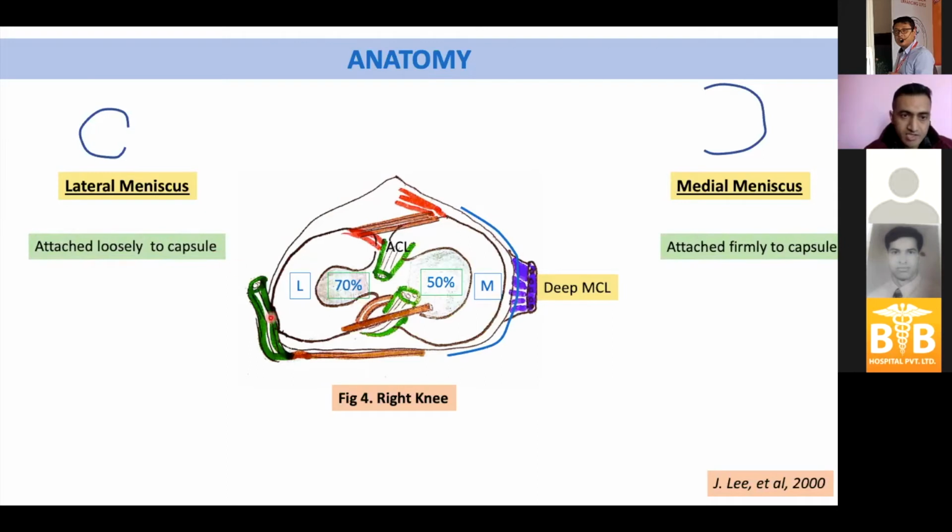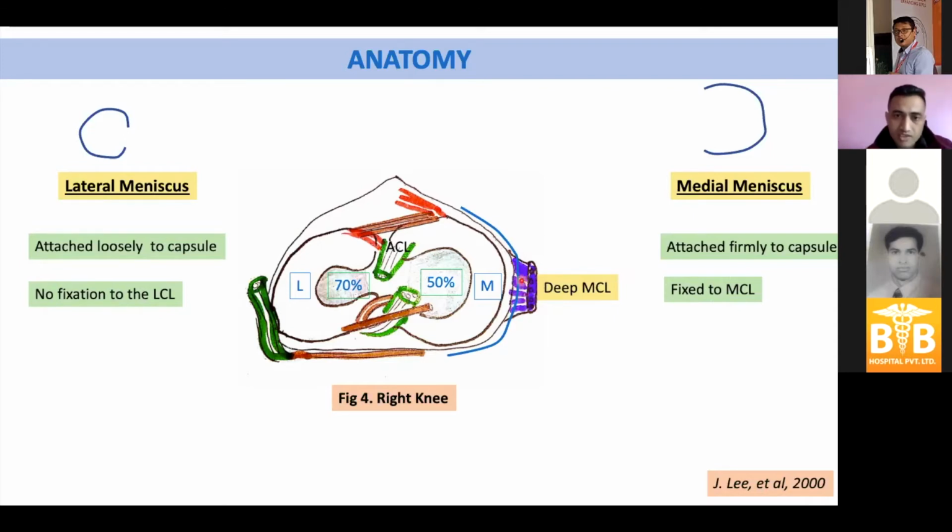And the lateral meniscus is very loosely attached to the capsule, while the medial meniscus is firmly attached to the capsule. This is the capsule here, and this is the firm attachment of the medial meniscus to the capsule. And the capsule is more thickened around the medial portion, on the medial aspect of the tibia, and that becomes the deep MCL. Especially to the deep MCL, the medial meniscus is fixed. And there are other attachments called the coronary ligament as well.